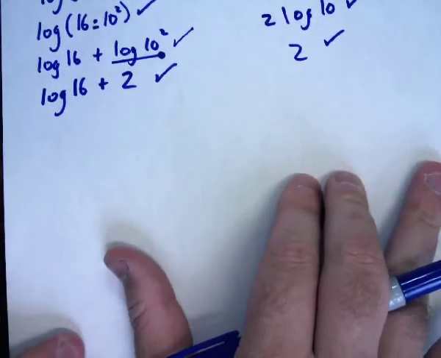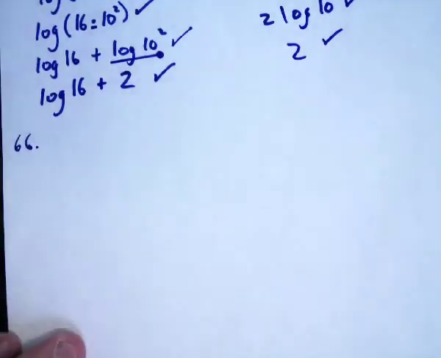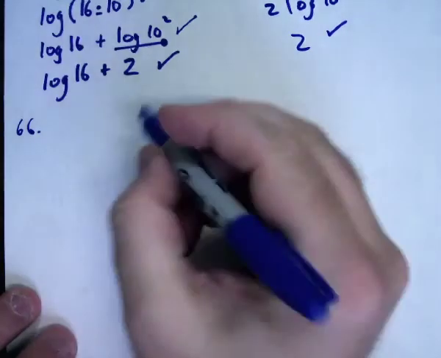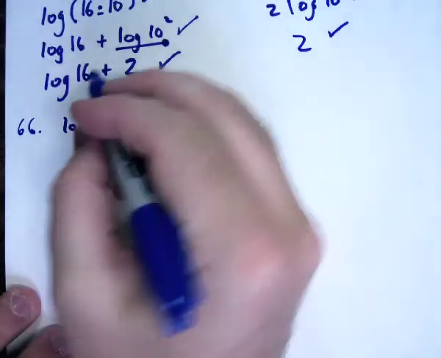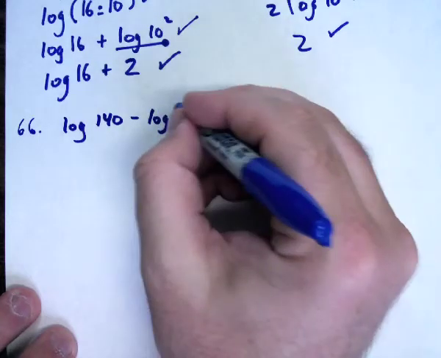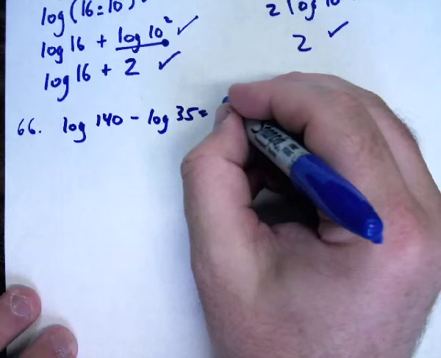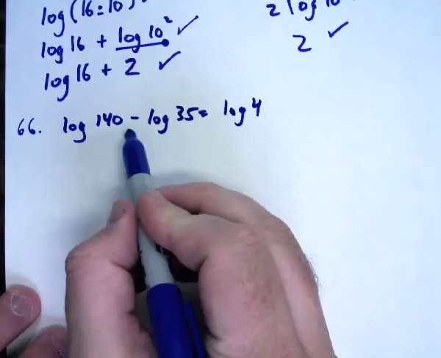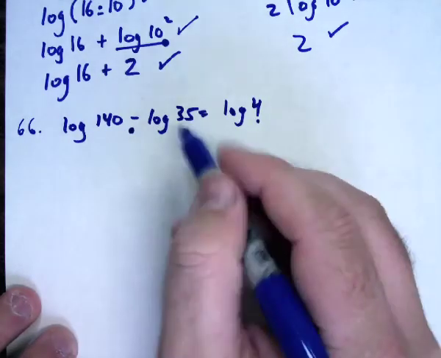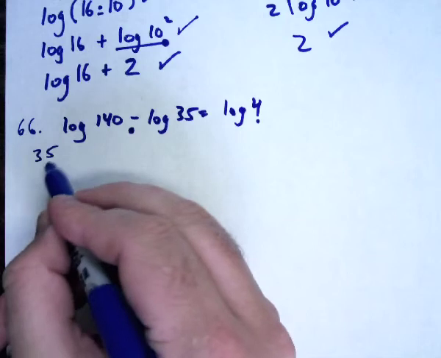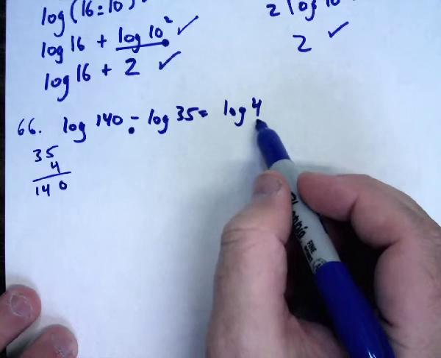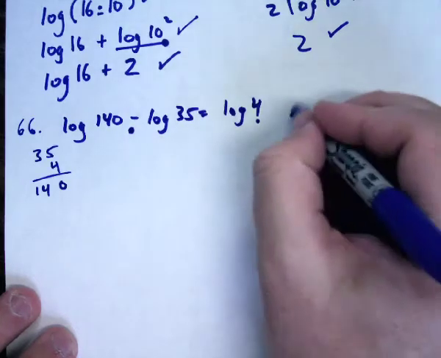Looking at 66, we have multiple choice, and we need to decide which statement is not true. So let's start with A, so that's log 140 minus log 35 equals log 4. Well, the minus sign that's here tells me that I should divide. So 140 divided by 35, let me just double check, I believe it's 4. 0, carry the 2, 140. Yes, so 4 is 140 divided by 35. So this is A, and it's correct.